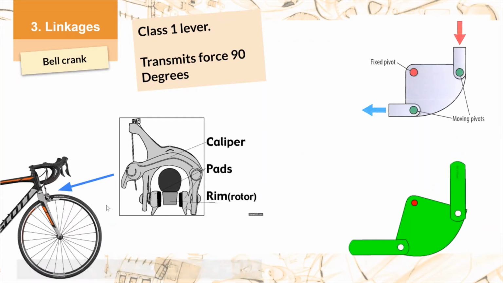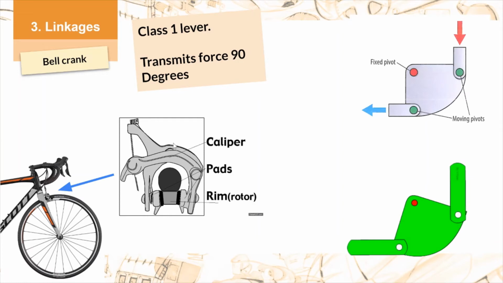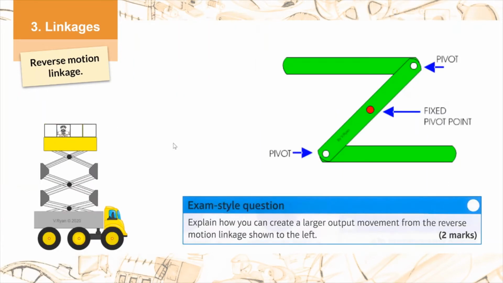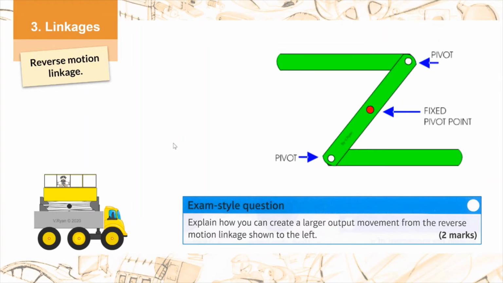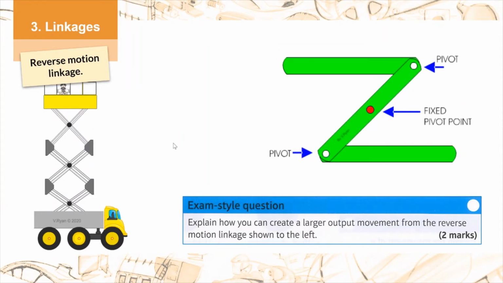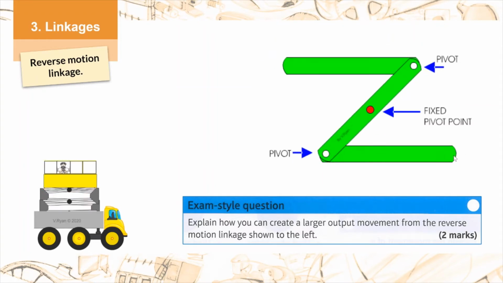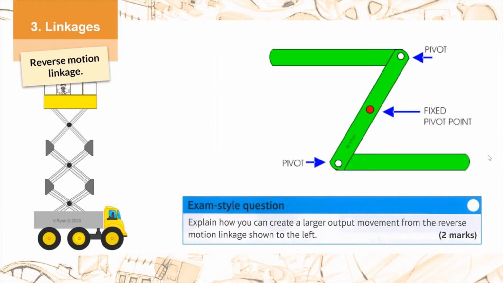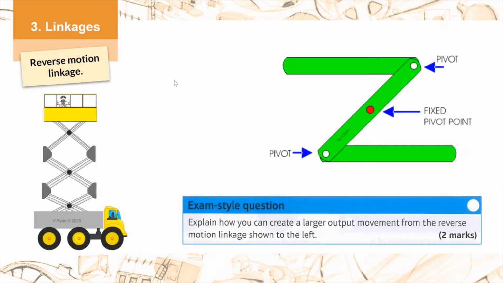Where do we see them? The brakes on your bike. If you've got this sort of brakes on your bike, that's an example of a bell crank. A reverse motion linkage, we mentioned it reversing the motion. What I've got here is as I pull the bottom one this way, the top one is going in the opposite direction. So useful to change motion.